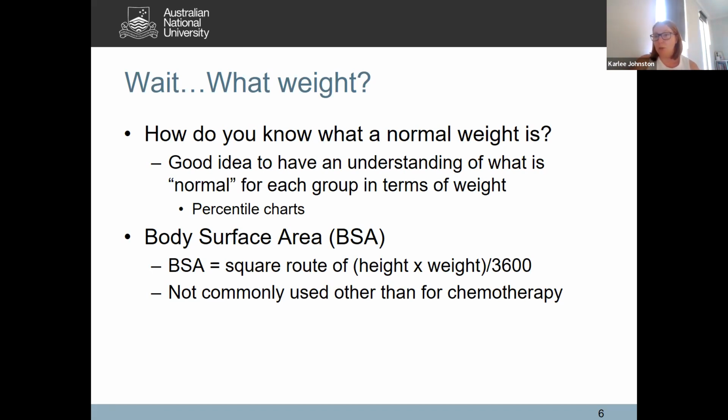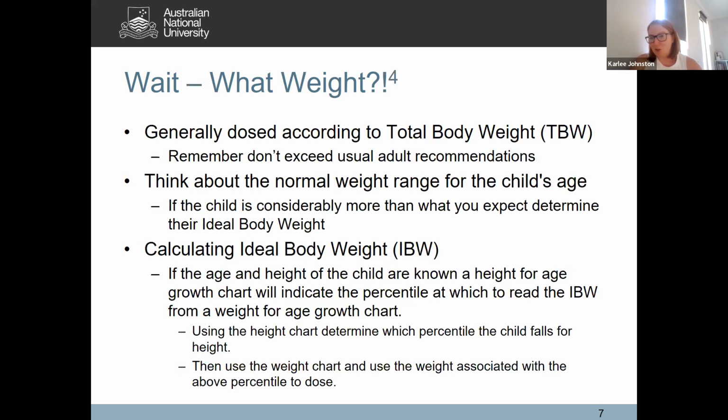Body surface area, we don't commonly use in general in terms of medicines anymore. Most commonly it's used for chemotherapy prescribing, but the calculation there is basically the square root of the height and weight multiplied together and then divide the whole thing by 3,600. But you probably won't have to do that particularly much. And nowadays you can get lots of apps that help you calculate body surface area.